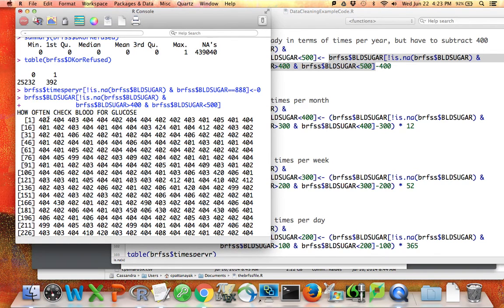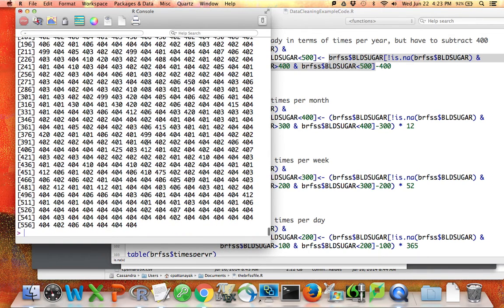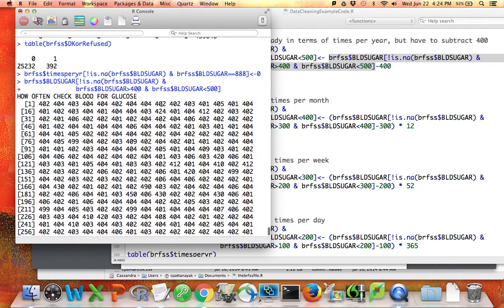As you can see, people give responses like 402, 404, 403, etc., etc. It's a couple 499s, which are maybe worrisome. Why did someone say they check their blood sugar exactly 99 times per year? Maybe they actually give a number bigger than 99. But that's what this variable is currently equal to. Now, if I want to know what number I should write down for the actual times per year, I need to subtract 400 from all these variables, right?